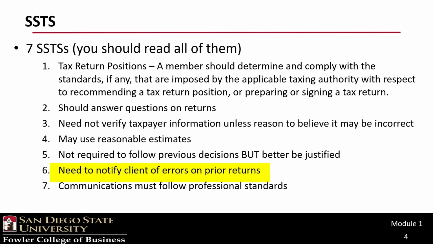Similar to Circ 230, you need to notify clients of errors on prior returns. Though we kind of blew through that on the Circ 230, here's what I think makes that interesting. Let's say that you're working on a repeat engagement client. You've been doing this client's tax return for years, and now you're working on this year's tax return. Of course, you're looking at last year's tax return to help you, and you notice an error. And not only that, but it's an error that is unfavorable to your client.